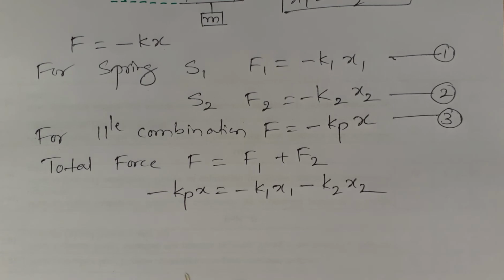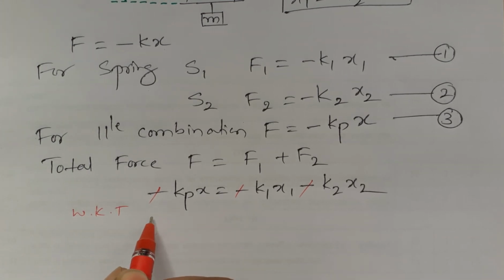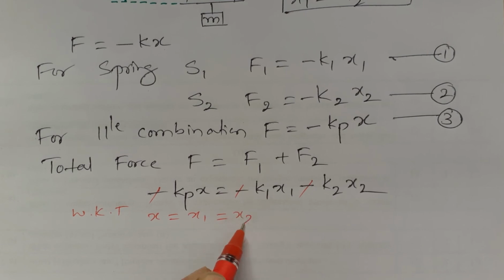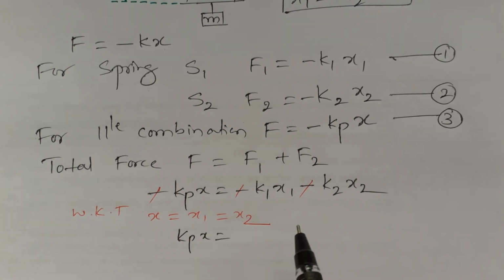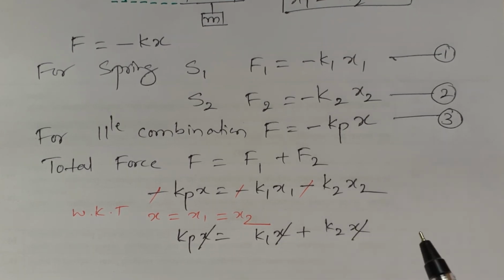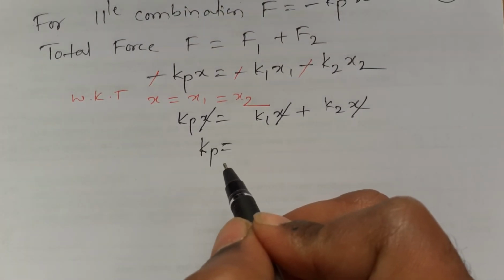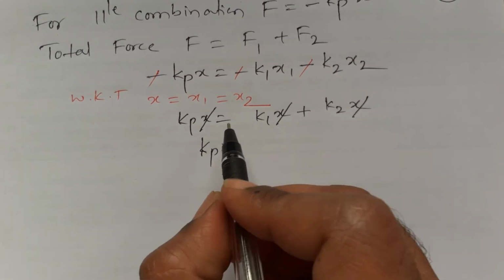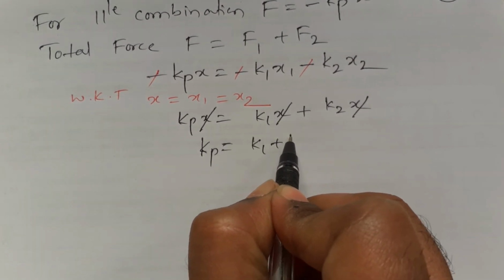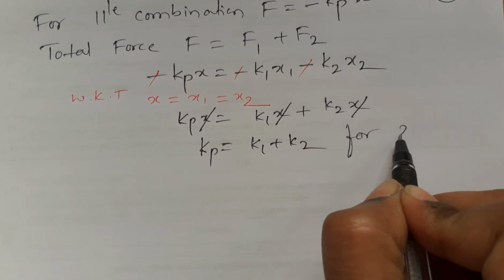Here this minus sign will get cancelled, and then we know from the diagram that x is equal to x1 is equal to x2. So we can write this equation as Kp x is equal to k1 x plus k2 x. Here this x and this x will get cancelled. We remain with the Kp which we wanted. Kp is equal to k1 plus k2 for 2 springs.